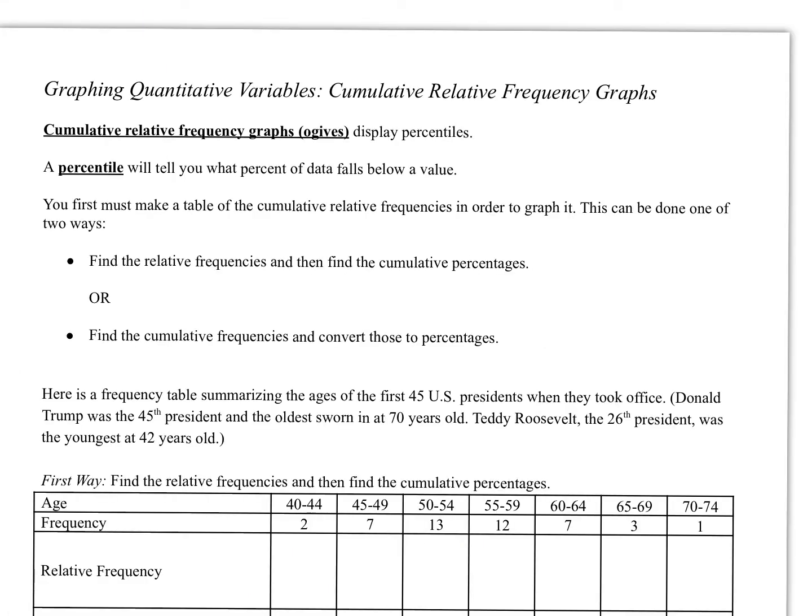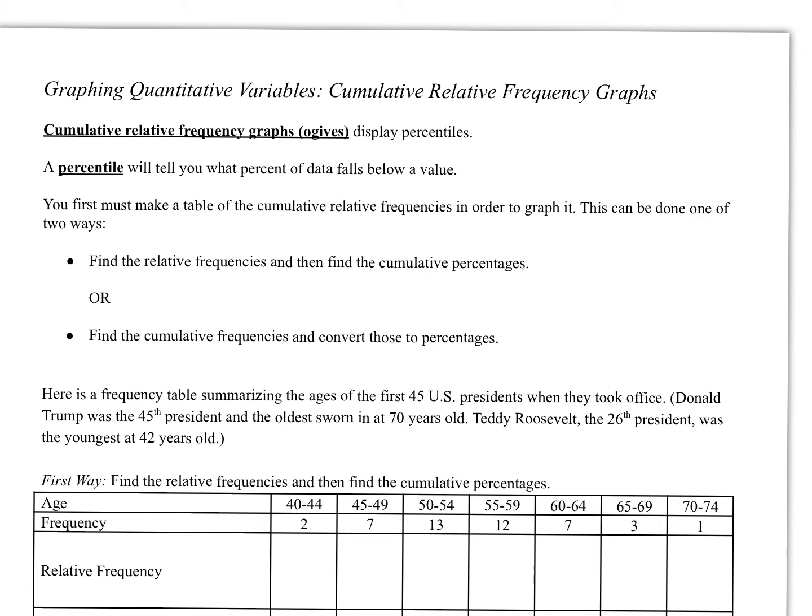The last type of graph we're going to look at is a cumulative relative frequency graph, also known as an ogive, or an ogive, I'm not 100% on the pronunciation. It displays percentiles. So if you're dealing with percentiles, this is the graph you want to use. If you're not already dealing in percentiles, I wouldn't use this graph.